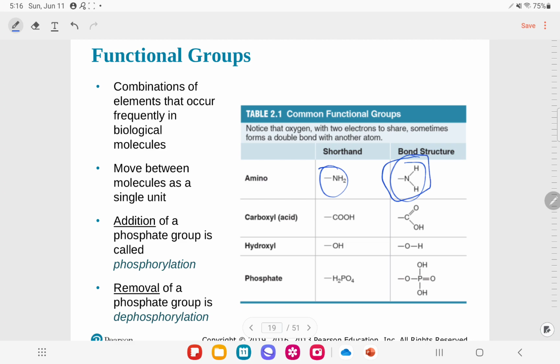And the same thing with a carboxyl group. It comes as one. They're either added to another molecule or taken away from a molecule altogether. It's a functional group. Or we can add a hydroxyl group to a molecule, or we can take a hydroxyl group away from a molecule. Same thing with a phosphate group. You can phosphorylate something, in the form of phosphorylation. That's the addition of a phosphate group. Or you can dephosphorylate something, in the form of dephosphorylation. That's the removal of a phosphate group. But remember, these functional groups move between these molecules as a single unit, okay?